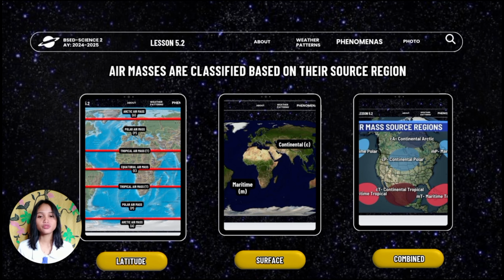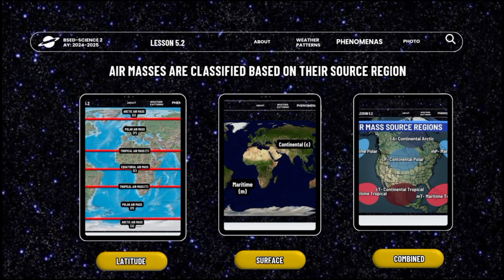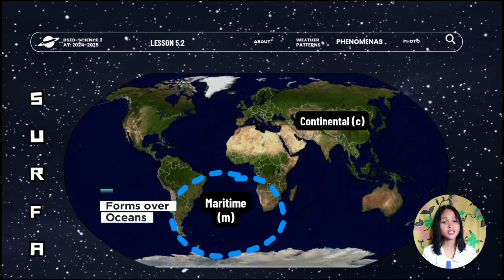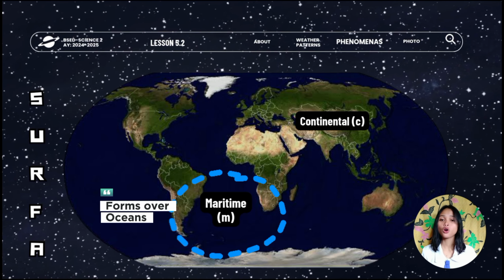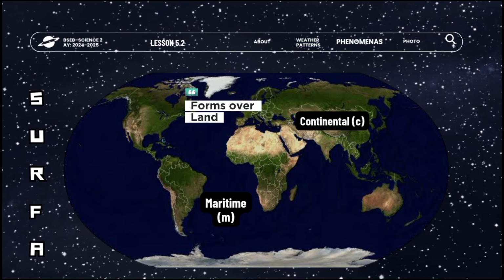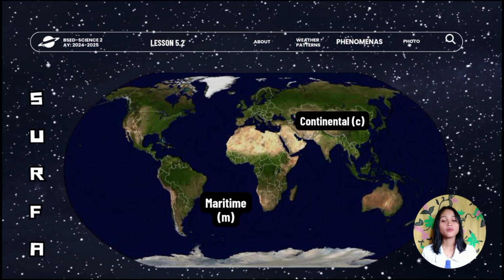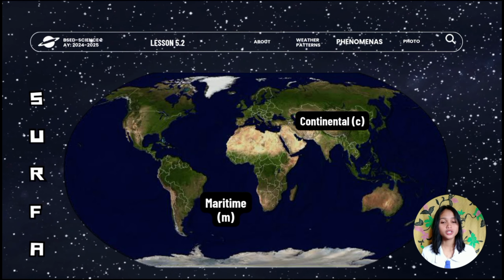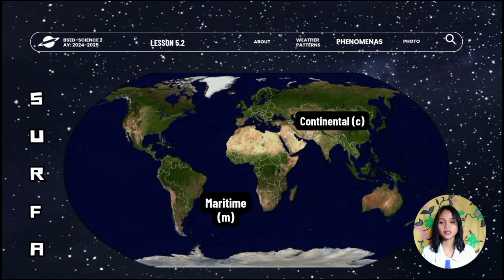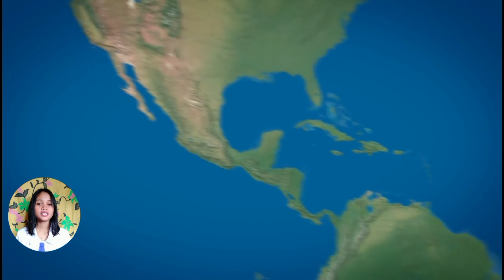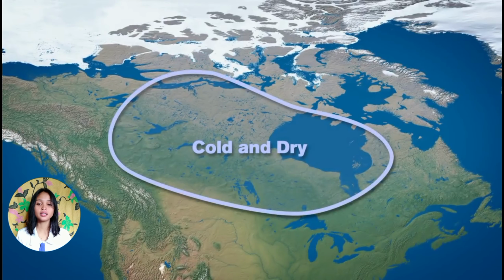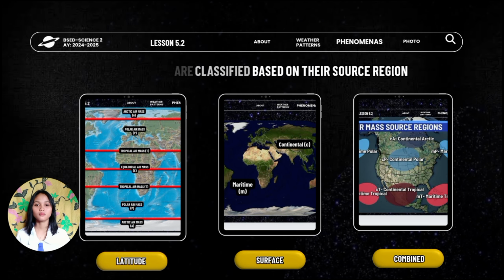Now, let's move on to the surface. We can also specify whether the air mass is maritime, meaning it formed over ocean, or continental, meaning it formed over land. How do you think forming over land or water would change the characteristics of an air mass and the weather it brings? Maritime tend to be more humid, while continental tend to be more dry.